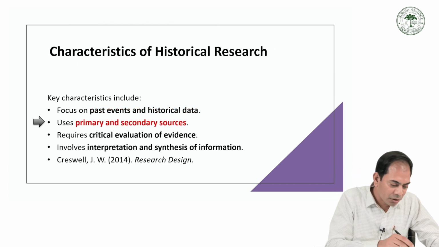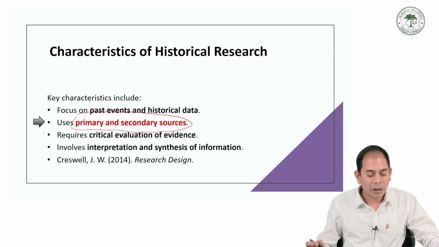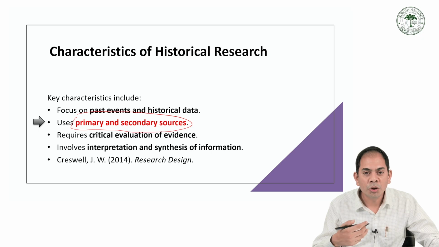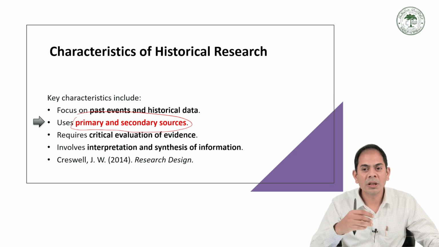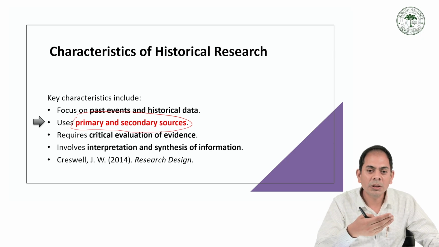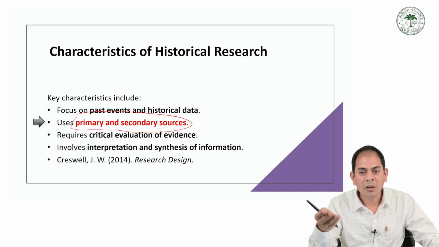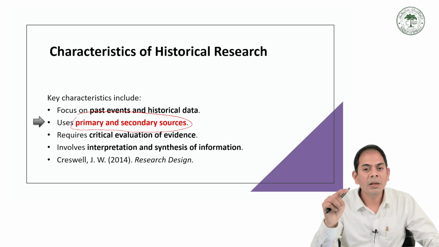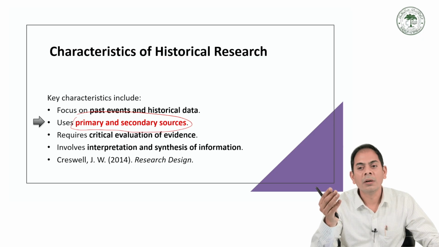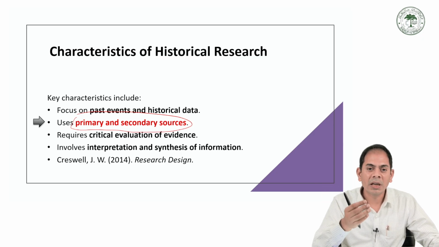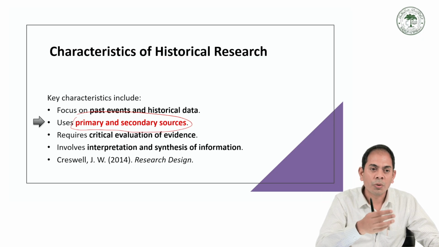The next important characteristic of historical research is the primary and secondary sources of information and data. Historical research uses both primary and secondary sources to collect data and information. The primary sources are original records such as letters, diaries, photographs, official documents, interviews and historical reports. Secondary sources include books, journals, articles and research papers written by other authors based on historical information. All these primary and secondary data we can use in historical research.